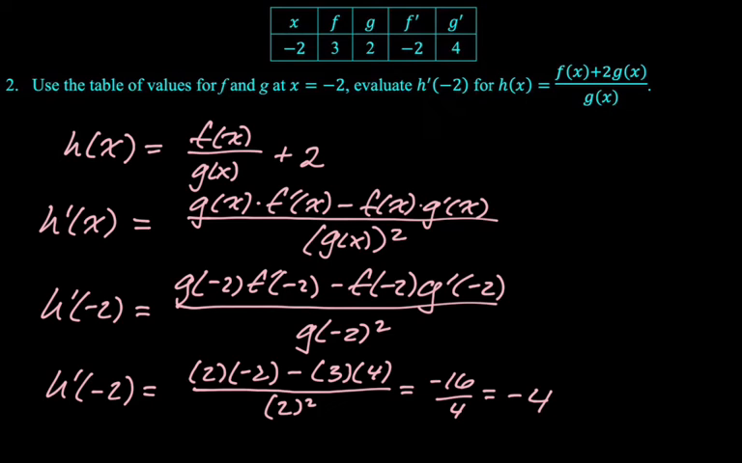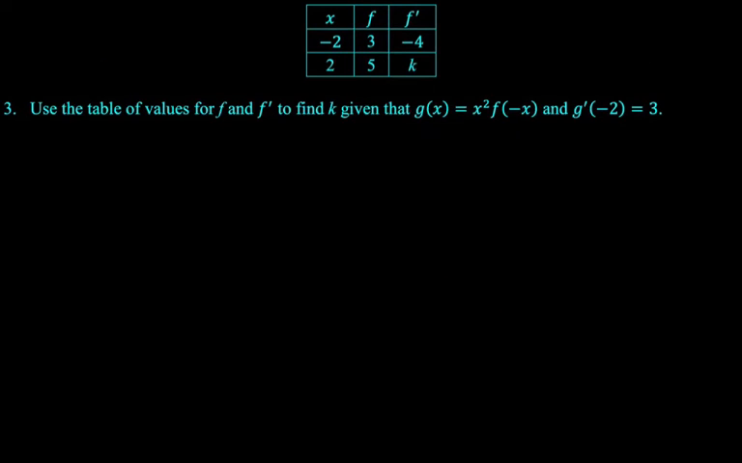All right, let's take a look at one more problem, which is kind of similar. Oh, it's got a little twist, but it's kind of similar. Use the table of values for f and f prime to find k. And if you look in the table, you'll see k. K is f prime of 2. So we want to find k, given that g of x is x squared times f of -x, and we know that g prime of -2 is 3.